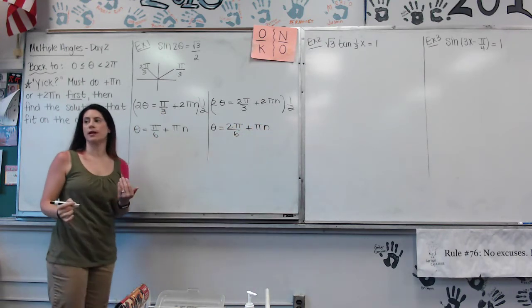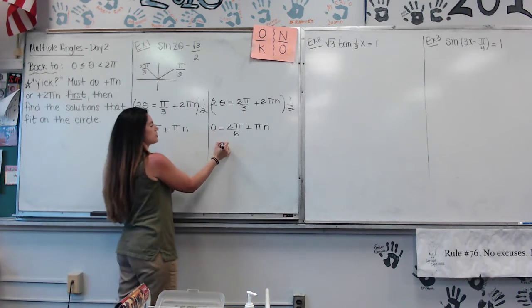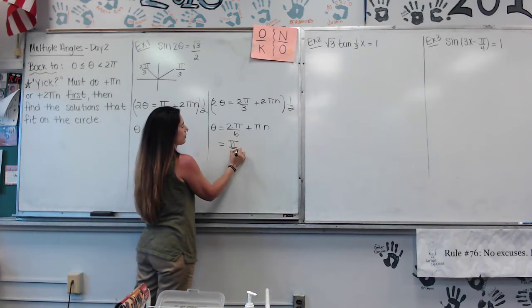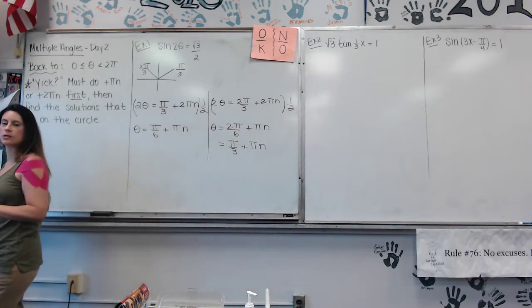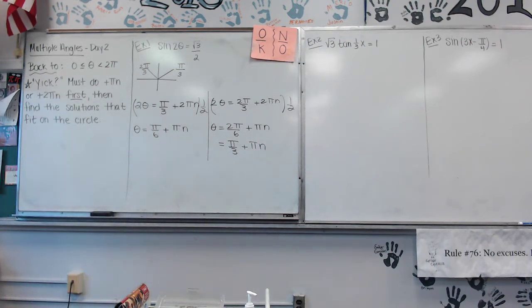And what I talked about on Friday was if it does reduce, you want to do that. So this one reduces to pi over 3 plus pi n. Do you have any questions on how we got those answers? Because those were exactly what we did on Friday.